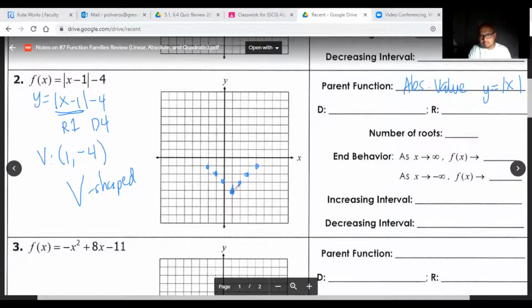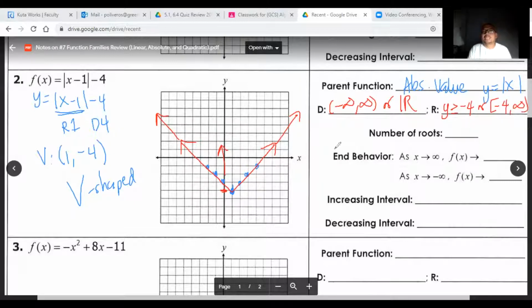And then I will connect them all. If you notice, the domain is going to the leftmost, and to the rightmost. So the domain is from negative infinity to positive infinity, or all real numbers. The range there, the lowest point is negative 4. That's the lowest point, and that is going up. So you have y greater than or equal to negative 4, or you can say bracket negative 4 to infinity.